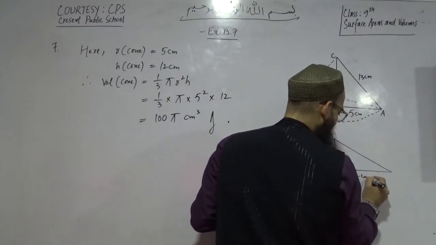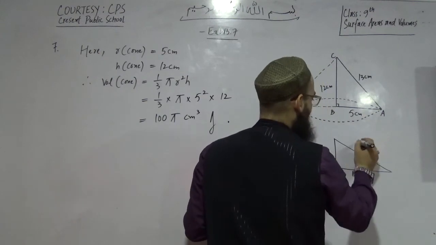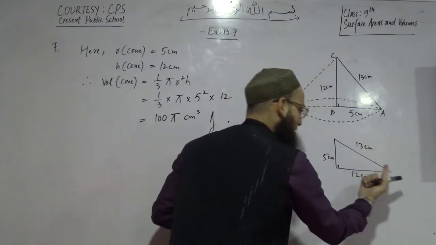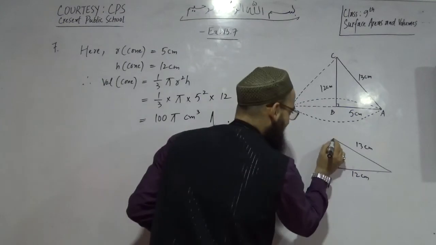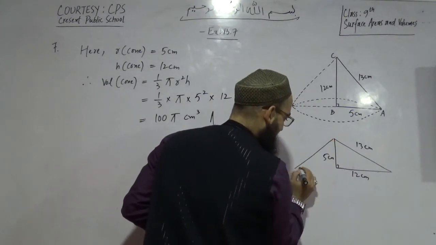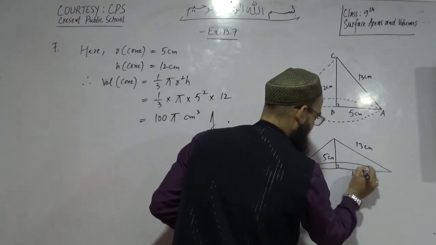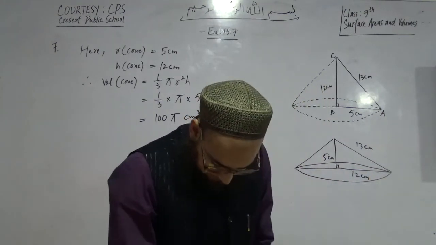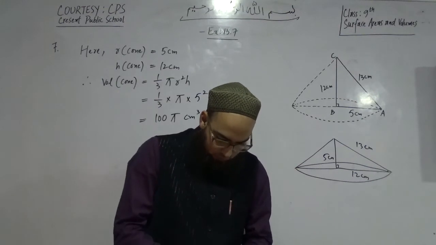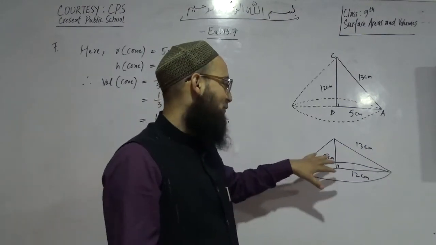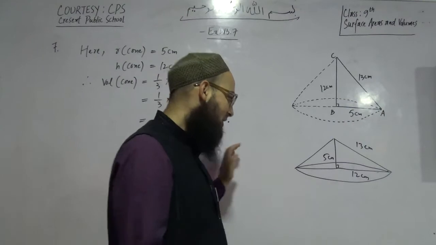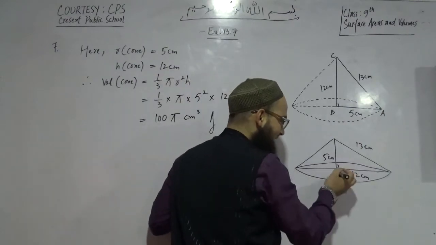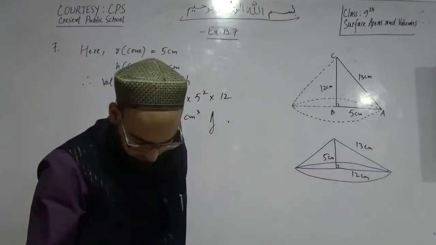Now this is 12 centimeter and this is 5 centimeter and the hypotenuse is as such. Now revolve this triangle around this 5 centimeter. So you again will get some cone like this. Then find the volume of the cone so obtained. Now you need to find the volume of this cone. Got it? Volume of this cone is, height this, radius this.